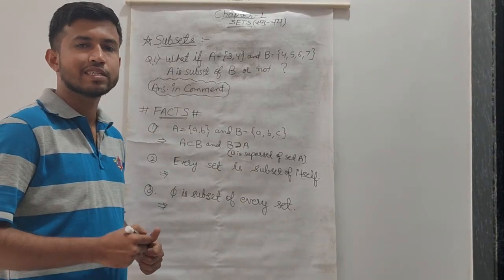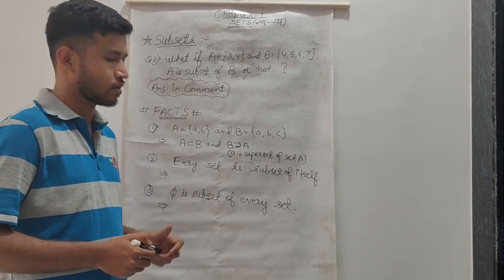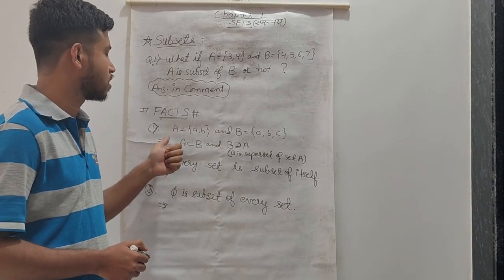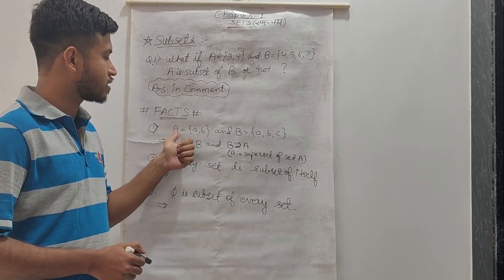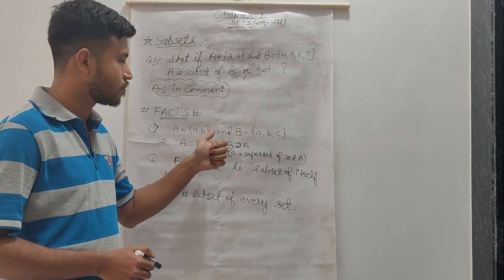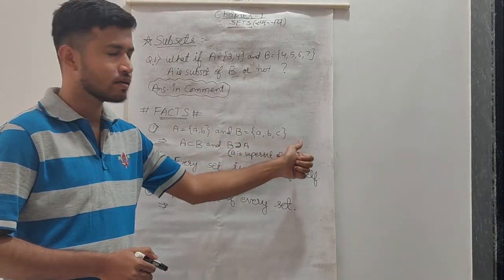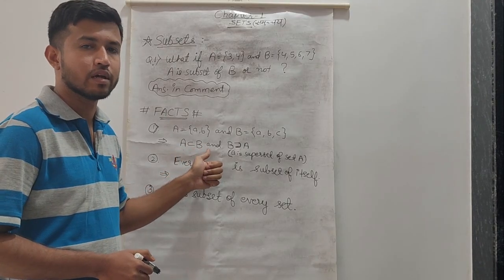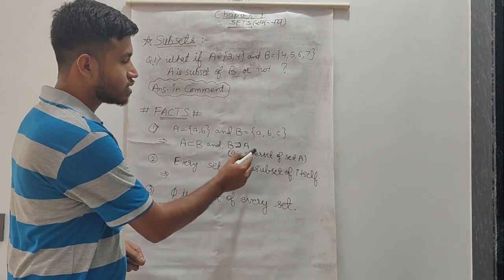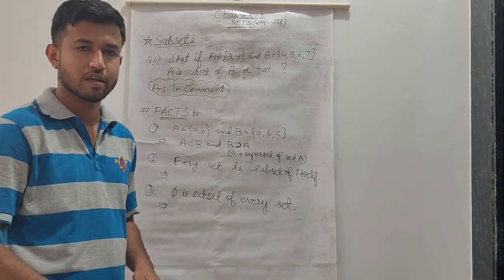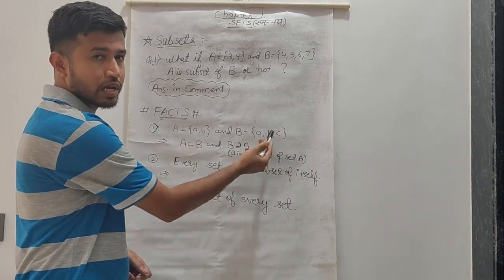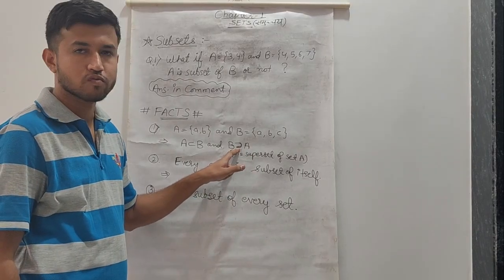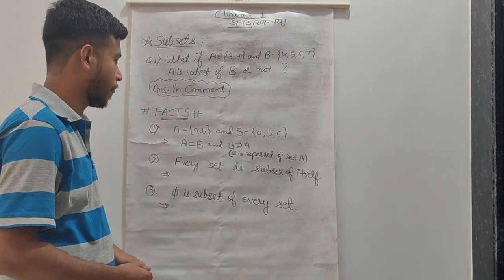Now we will study some facts about subset. There are 3 facts we will study sequentially. First, set A has elements a and b and set B has elements a, b and c. Here we know A is a subset of B and B is a superset of A. The sign of superset is shown here.